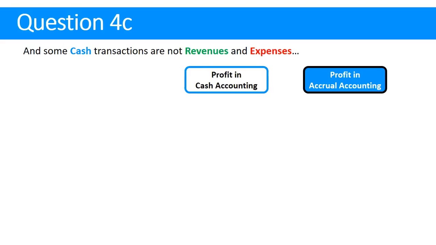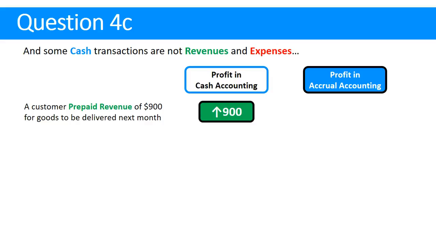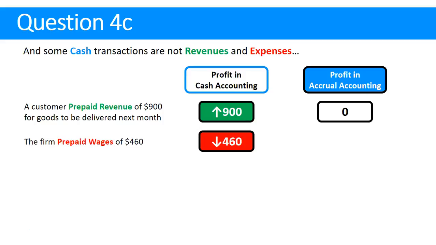On the flip side, there's actually going to be some cash transactions that aren't revenues or expenses at all. Say, for example, a customer prepaid revenue of $900 for goods that we won't deliver until next month. Now, in cash accounting, we don't worry about whether it's been earned. We just worry about whether it's been received. So we'd actually call that revenue for this period. Now, that's incorrect. If that revenue hasn't been earned, it shouldn't actually impact our profit under accrual accounting. Likewise, if we prepaid wages to an employee but they haven't actually performed the work, under cash accounting we'd actually record that as an expense when really we actually haven't incurred anything yet because the economic benefits haven't been consumed.